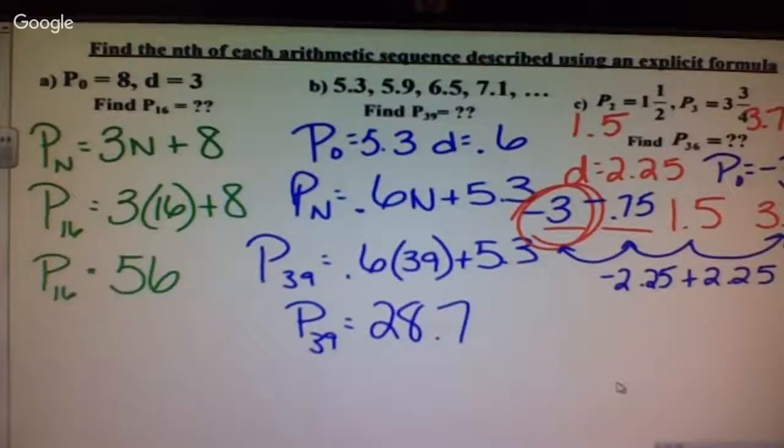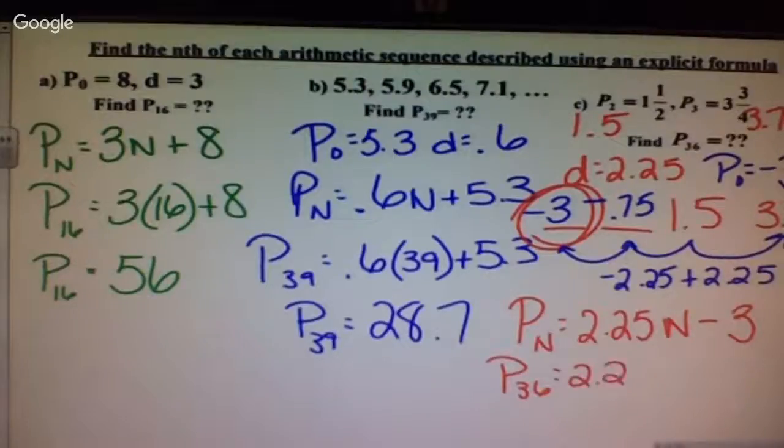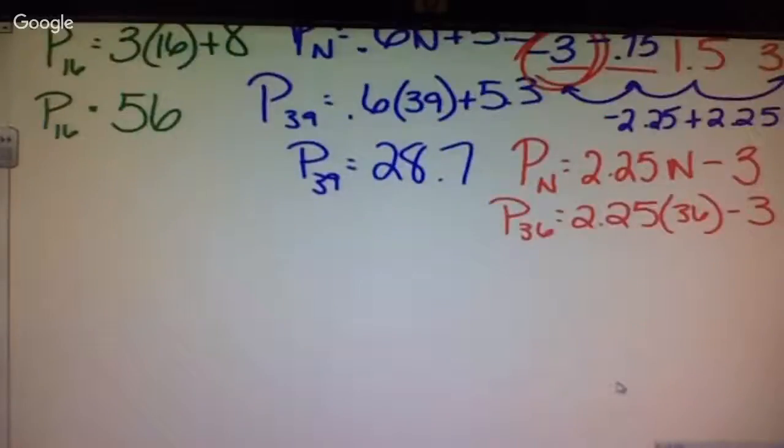So then my equation, I'm going to switch back to red here. I'm just dropping everything today, butterfingers. P sub n equals, now I've got 2.25n minus 3. And again, they want P sub 36. So I'm typing in 36 for n. So what does that give me for P sub 36? What number is in the 36 spot? 78.